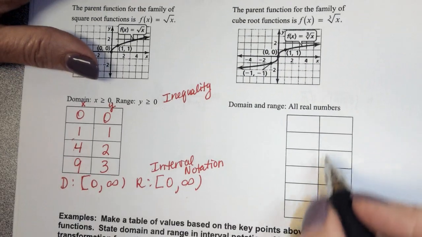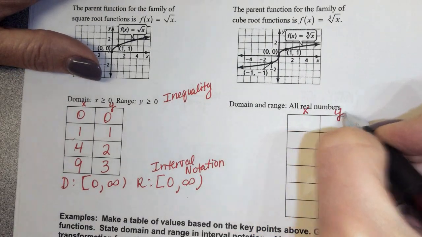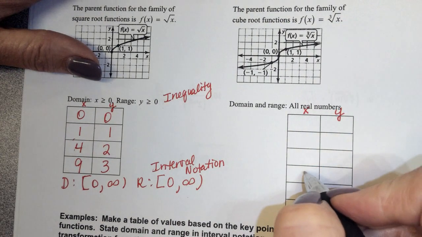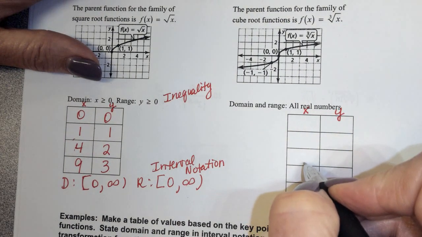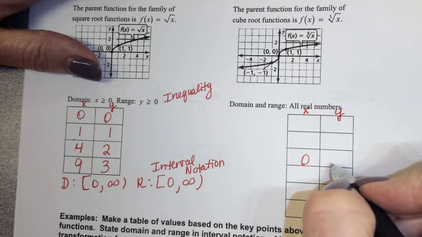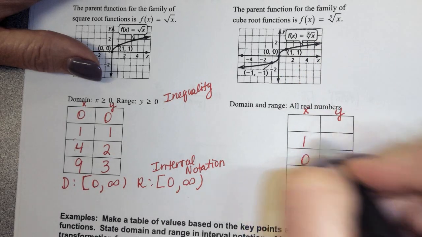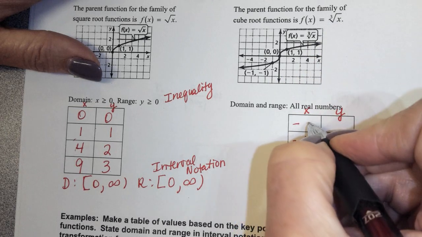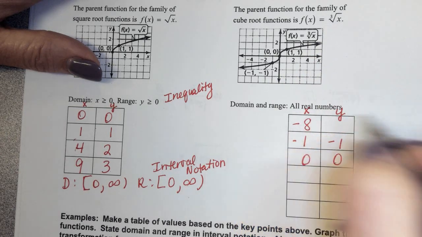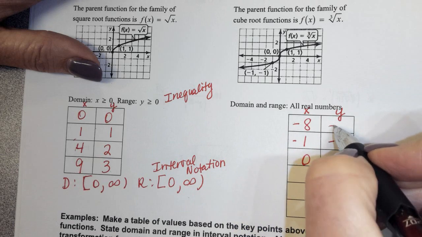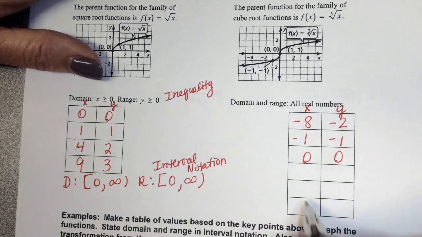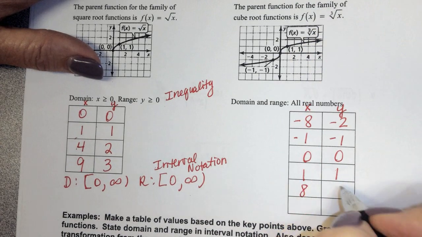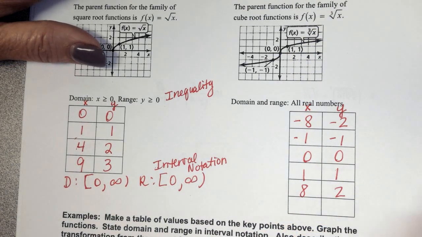Why does it look that way? Well, let's make an xy chart. We're going to think of some numbers we can easily take the cube root of. We'll start here. I'll put 0 here. Cube root of 0 is just 0. The cube root of negative 1 is negative 1. The next cube root I would know would be negative 8, and the cube root of negative 8 is negative 2. If I go in the positive direction, cube root of 1 is 1. Cube root of positive 8 is positive 2.